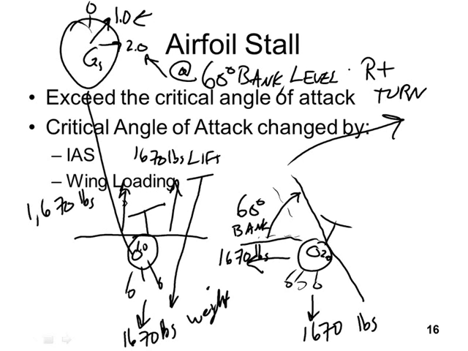So, if you're less than 60 degrees of bank, the sideways force is less than 1,670. And when you're just turning around 20 or 30 degrees of bank, the banks we've been practicing in the simulator, we've been aiming for 30 degrees of bank. That's a whole lot less than 1,670 pounds to the side.